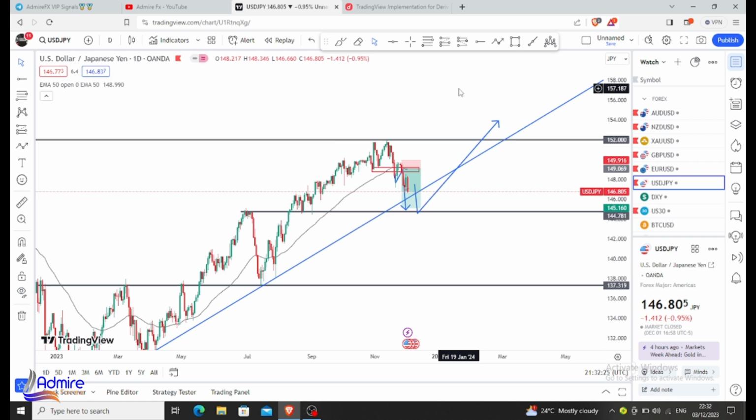Make sure you also mark out these levels on your chart. Okay, it's super necessary you mark out these levels on your chart so that you trade only off these areas. These areas, I call them areas of interest.